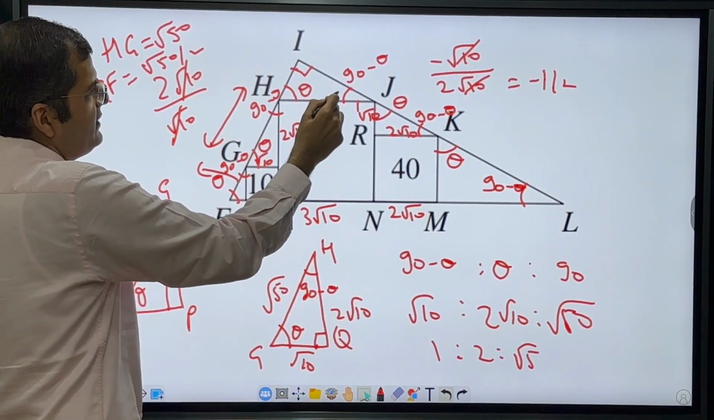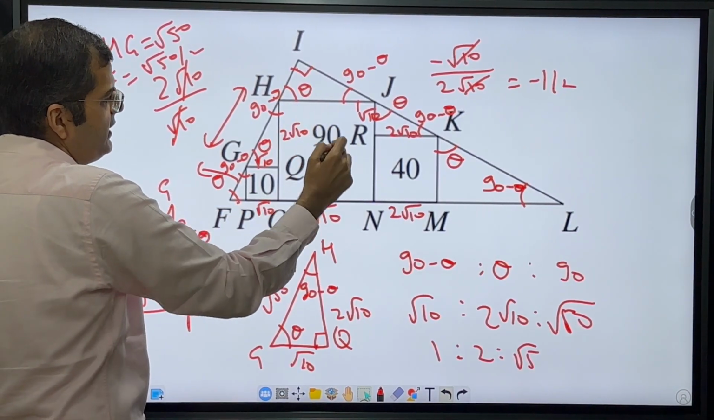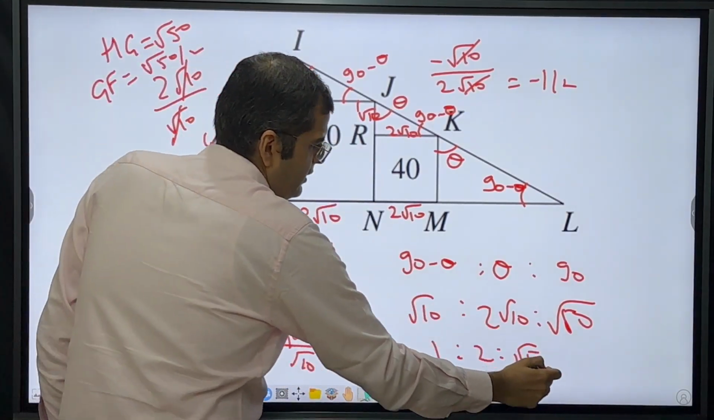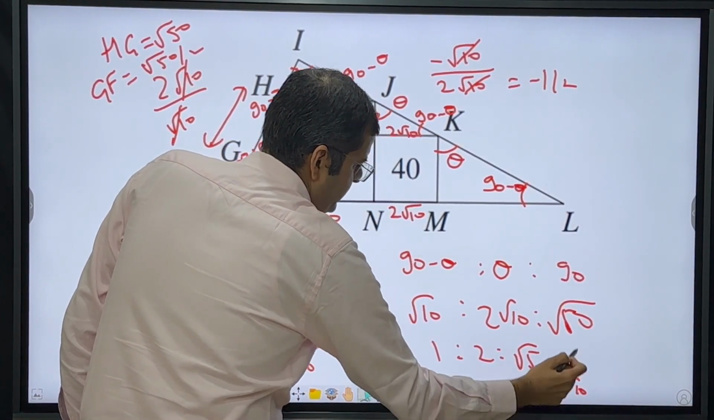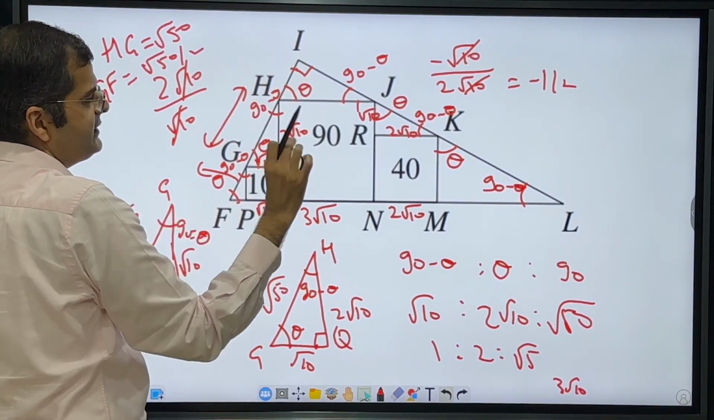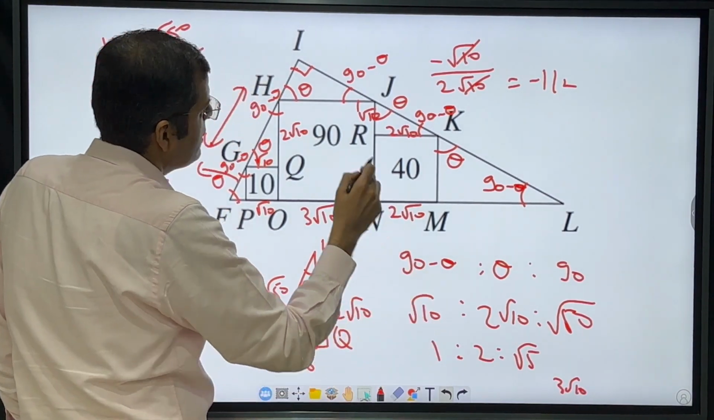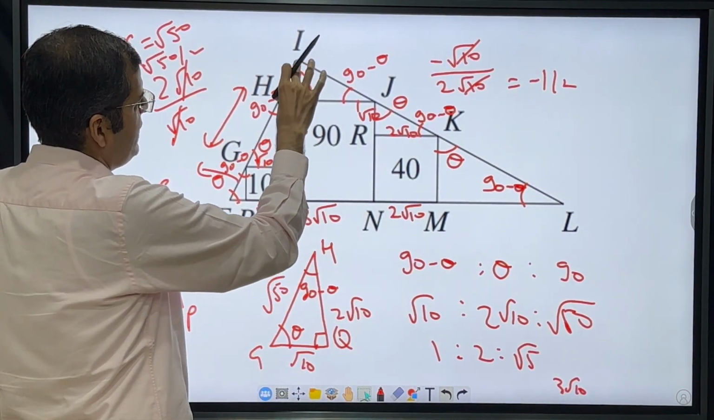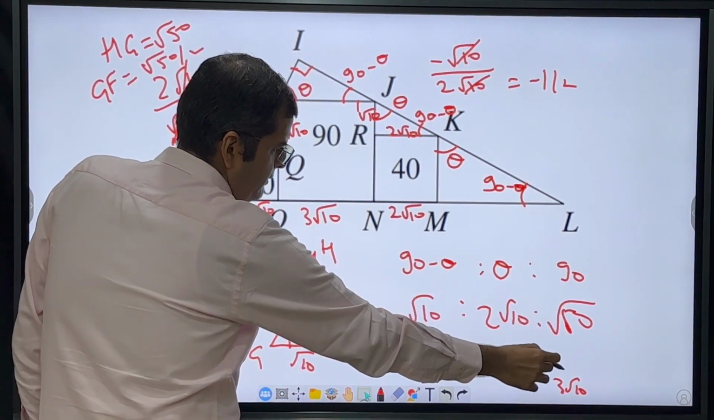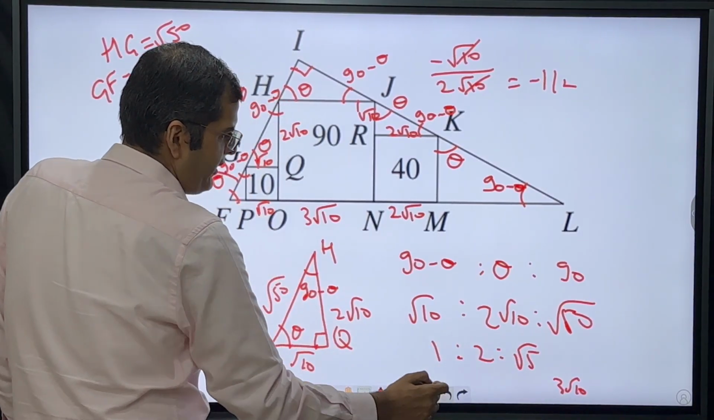Now in this right angle triangle, this side over here, opposite 90, I know is 3 root 10. I have to find the side opposite 90 minus theta, that is HI. So the side opposite 90 minus theta, if this is root 50, is given to be root 10. So the ratio is 1 is to root 5.